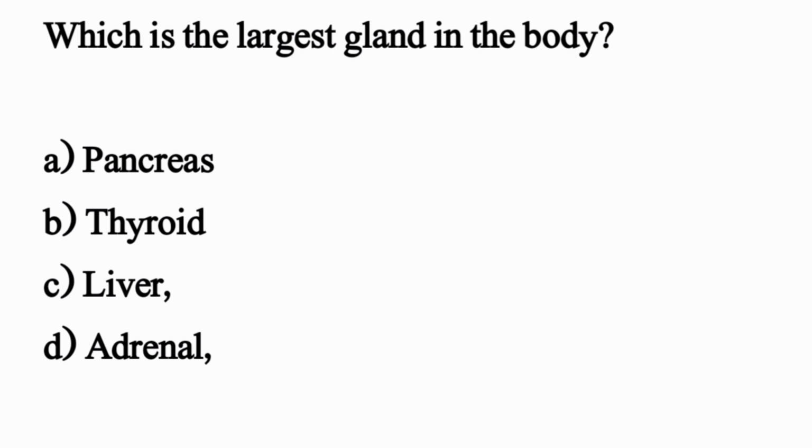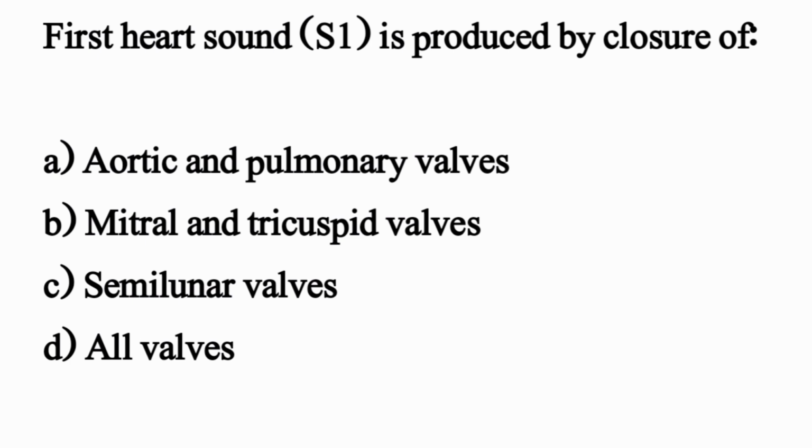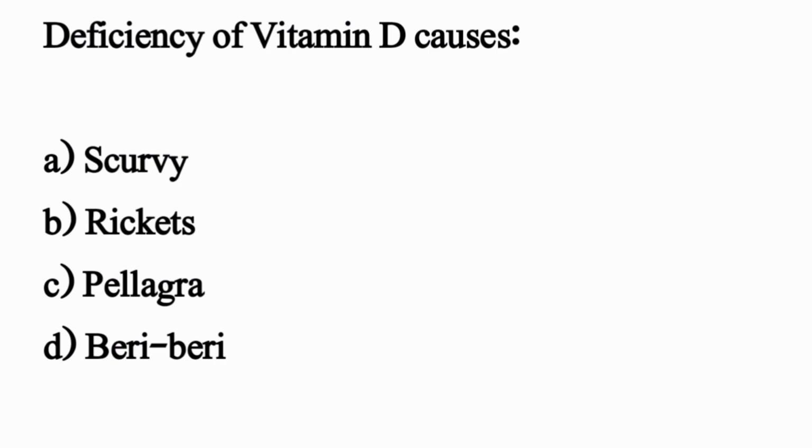Which is the largest gland in the body? The right option is option C, liver. First heart sound S1 is produced by closure of. The right option is option B, mitral and tricuspid valves. Deficiency of vitamin D causes. The right option is option B, rickets.